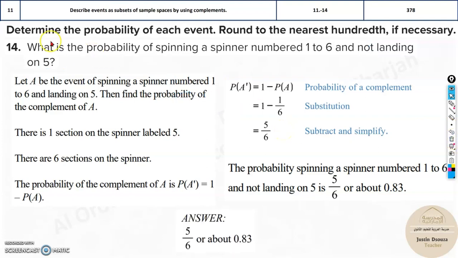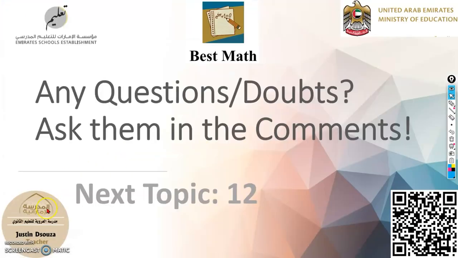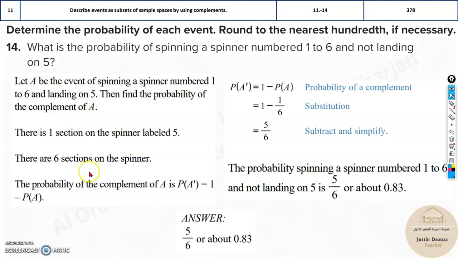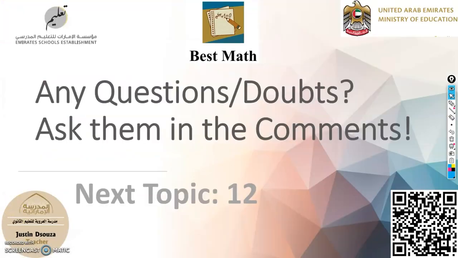That's the end of this topic 11. A simple topic, easy topic. Just find the probability of the given event and subtract that from 1. You will get the answer. So that's that for topic number 11. We move on to the 12th topic.